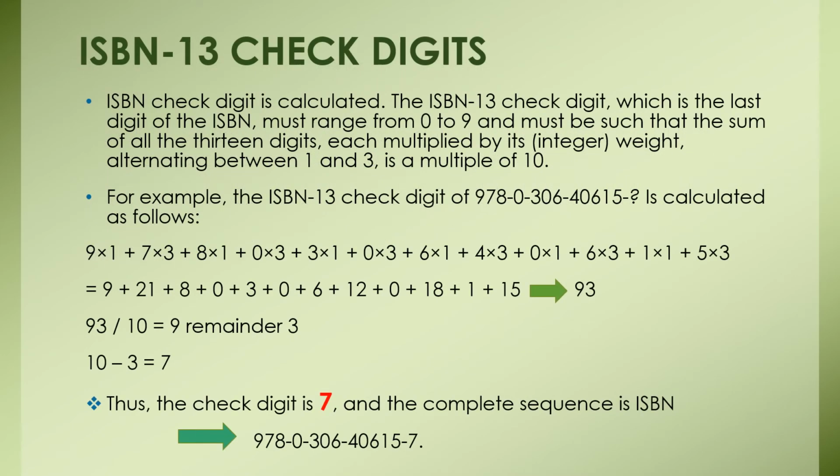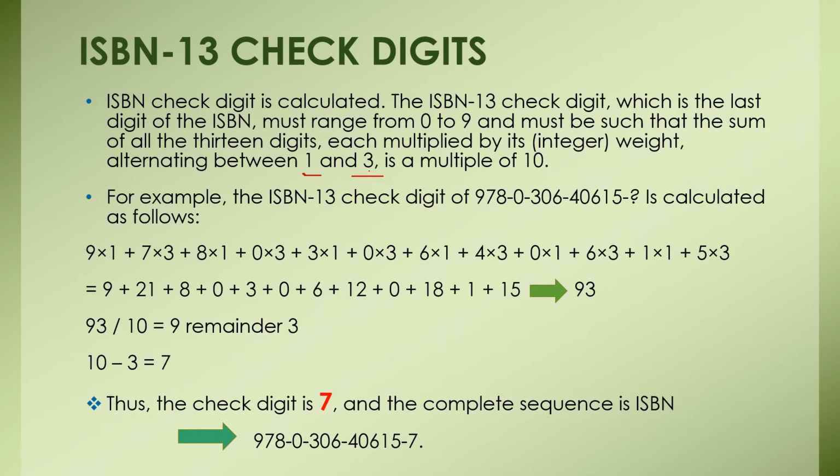So we're going to know how to calculate ISBN 13 check digits. We're going to look at the example and explain. The last digit of the ISBN must range from 0 to 9, and must be such that the sum of all 13 digits, each multiplied by its integer weight, alternating 1 and 3, is a multiple of 10. So we're going to proceed with our example.